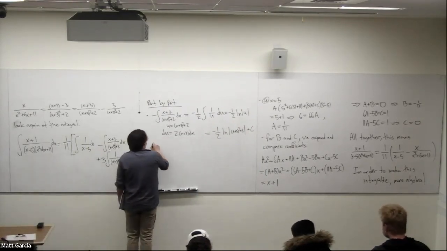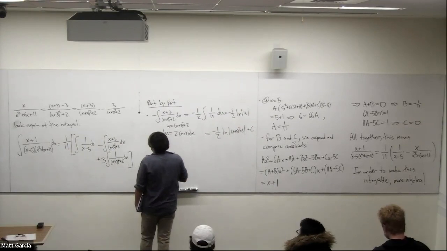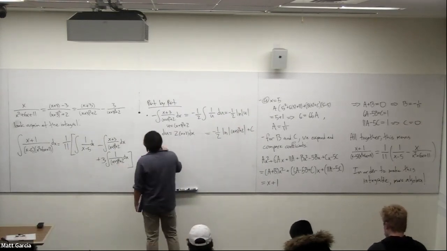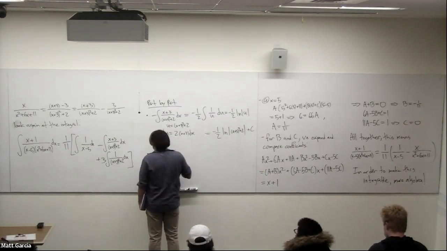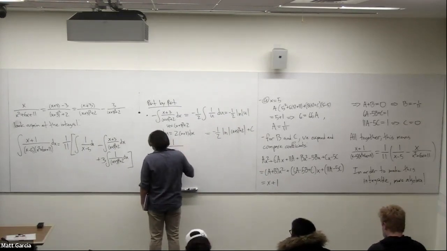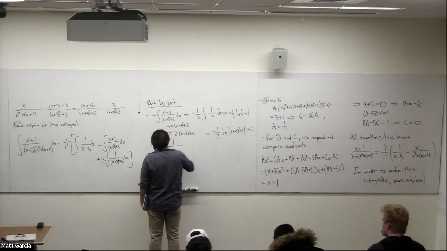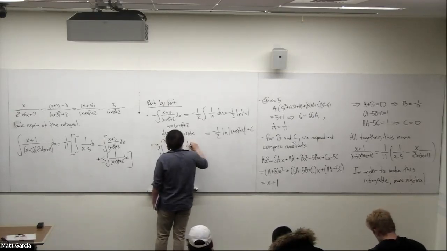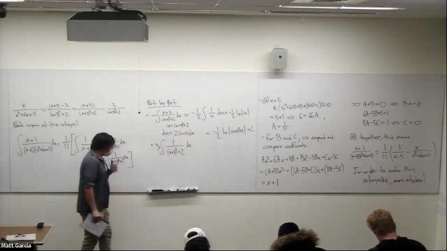Okay, now let's take a look at this last summand. 3 times the integral of 1 divided by (x plus 3) squared plus 2 dx. How do we cope with this?